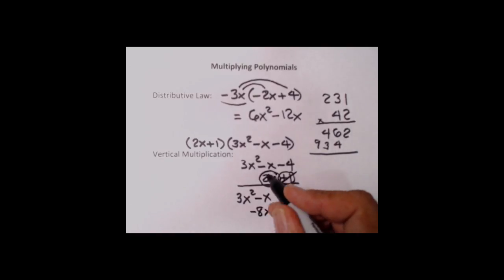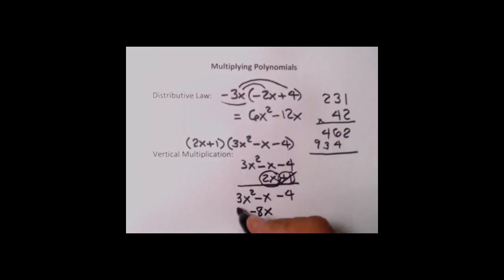Moving over, 2x times negative x is going to be negative 2x squared. Okay, line that up in the x squared column. Now we still have 1 to go. 2 times 3 is 6, and x times x squared is x cubed. So you just move over and make a new column here for x cubed.